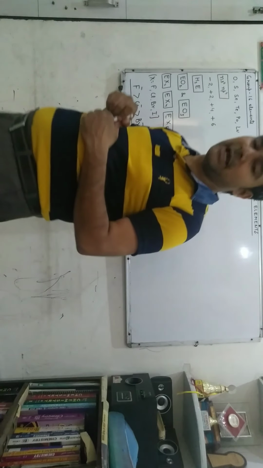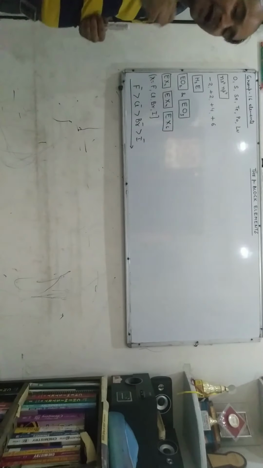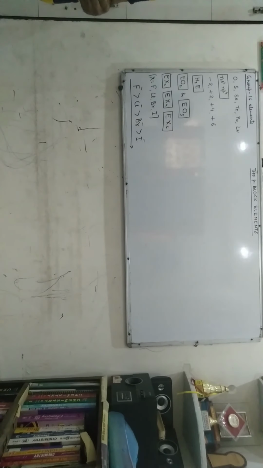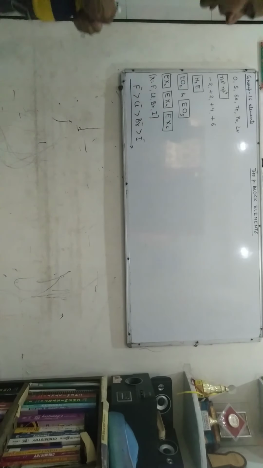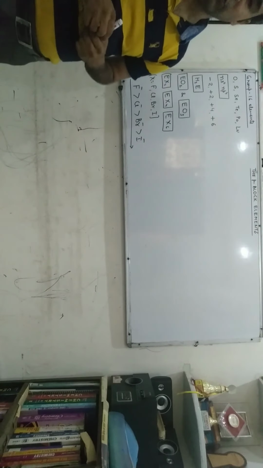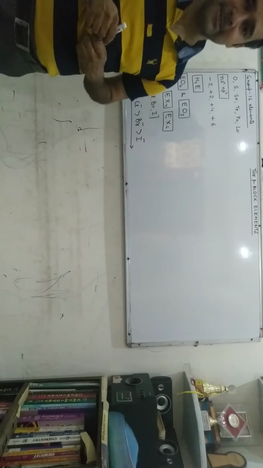One more question may arise from this topic. Why is H2O liquid but H2S a gas? Since in the water molecule hydrogen bonding is there, therefore it exists in the liquid state, but in H2S there is no hydrogen bonding, therefore it exists in the gaseous state.